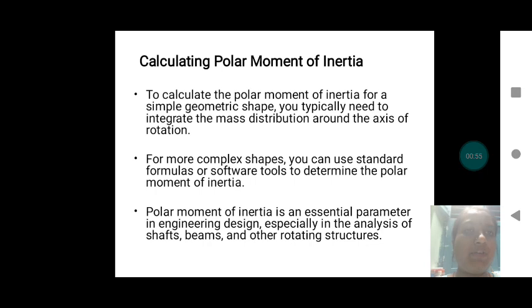Calculating polar moment of inertia. To calculate the polar moment of inertia for a simple geometric shape, you typically need to integrate the mass distribution around the axis of rotation. For more complex shapes, you can use standard formulas or software tools to determine the polar moment of inertia. Polar moment of inertia is an essential parameter in engineering design, especially in the analysis of shafts, beams, and other rotating structures.